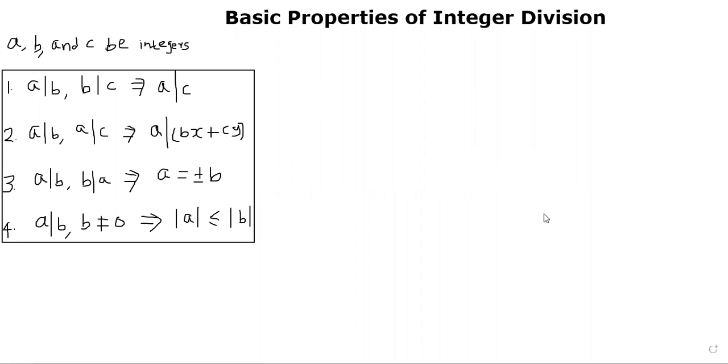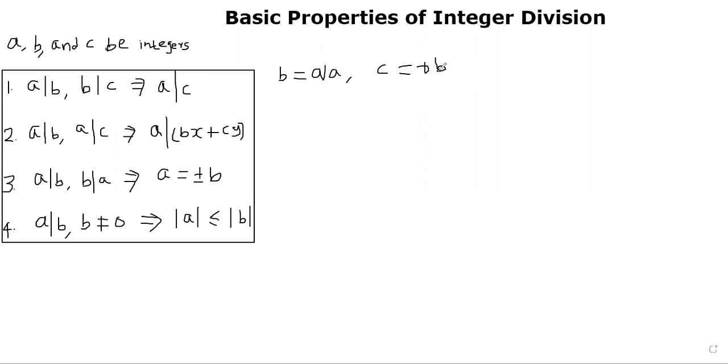Let's prove that property. A divides B means B is equal to Q times A. What about B divides C? That means C is equal to some R times B. That's the definition of divides.